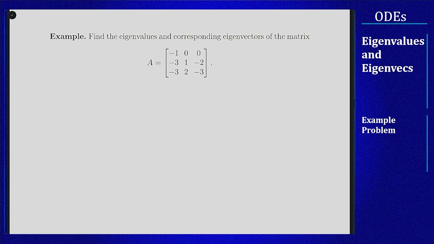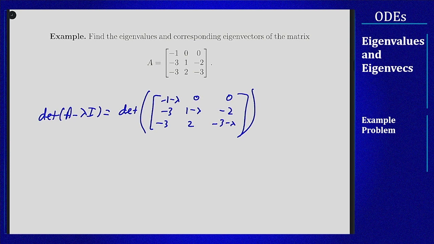For this example, I'm going to find the eigenvalues and eigenvectors of this matrix: minus 1, 0, 0, minus 3, 1, minus 2, minus 3, 2, minus 3. As always, we start by finding the determinant of A minus lambda I to give us the eigenvalues for this matrix, which we get by subtracting lambda off the diagonal of the matrix.